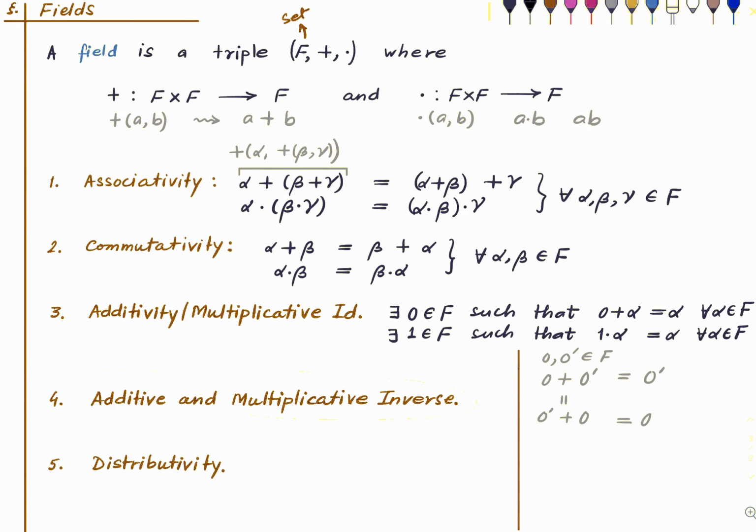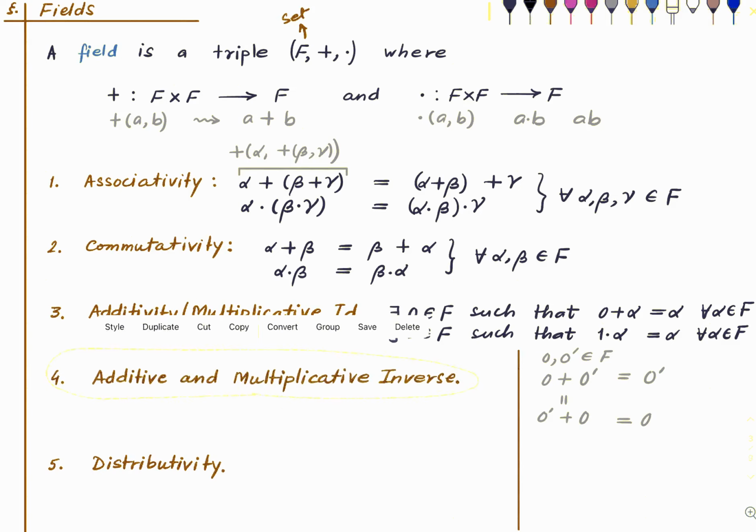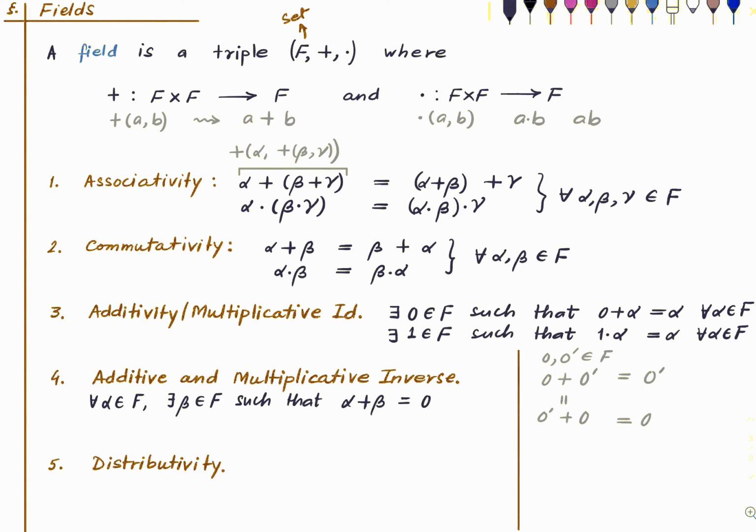Now we can talk about additive and multiplicative inverse. This axiom insists that for all elements in F, there is some other element, beta, such that alpha plus beta is the additive identity. And this axiom also insists on the multiplicative counterpart.